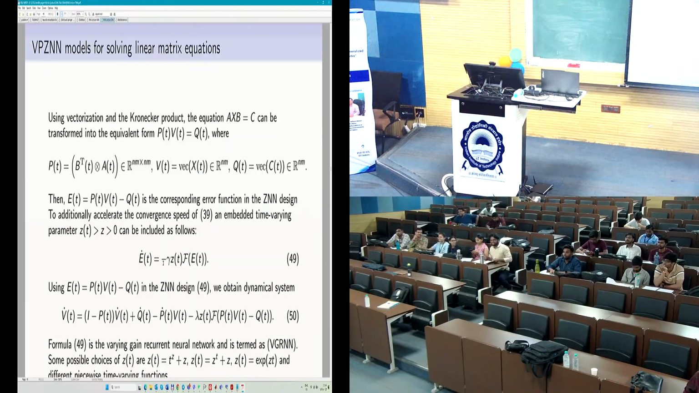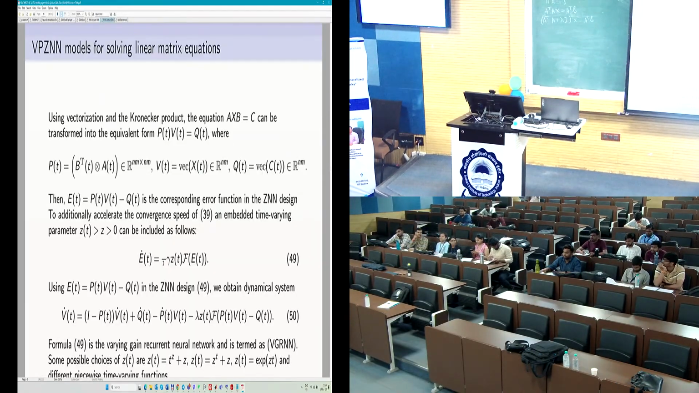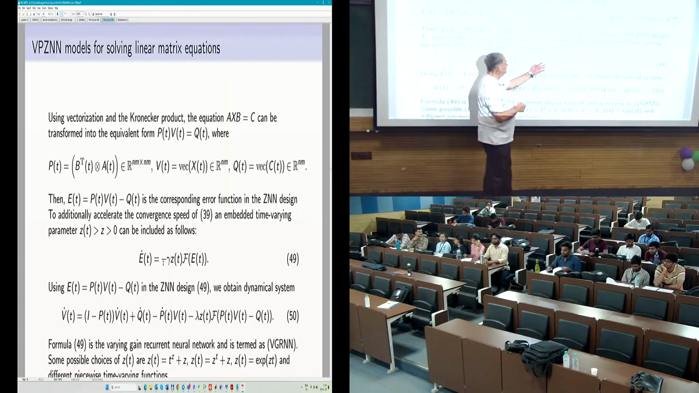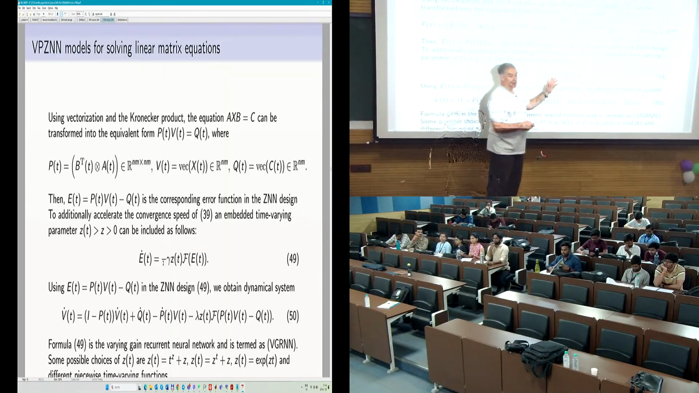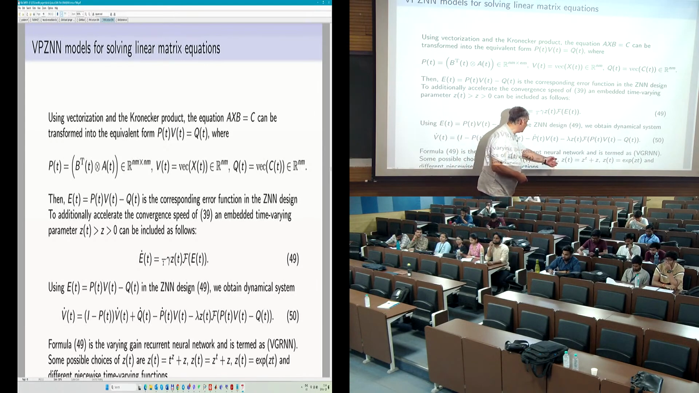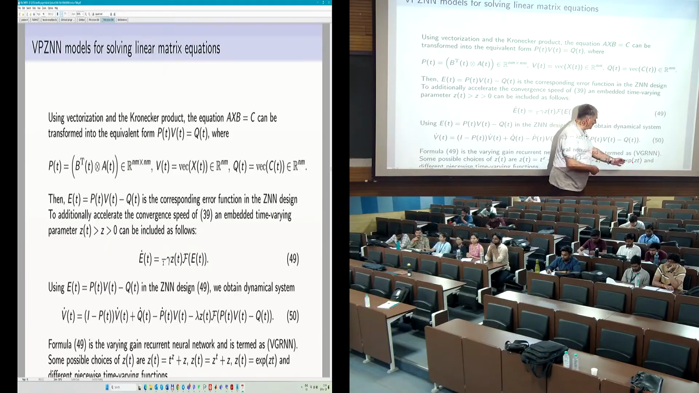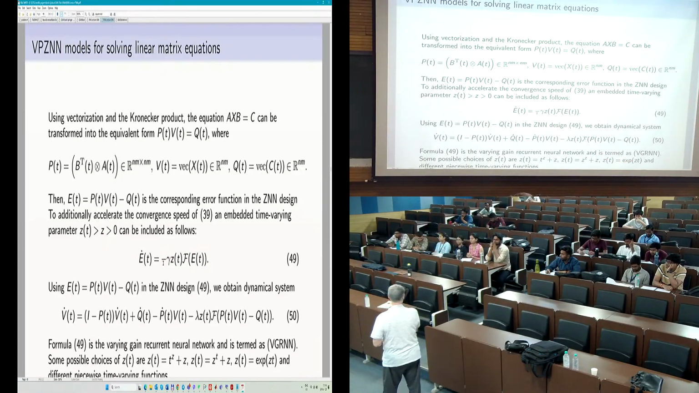Here is the VP ZNN model. Z of t can be appropriately chosen. When we started investigation, such approach, or z power t plus z, always a good choice is an exponential term to increase convergence rate during time t.